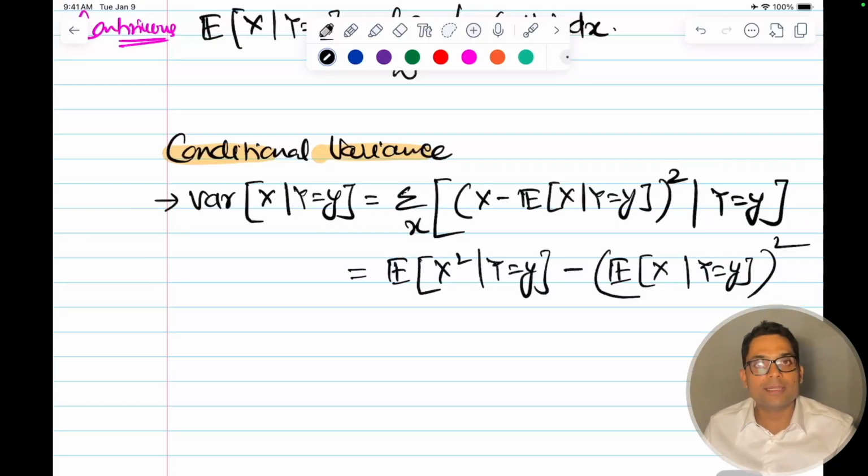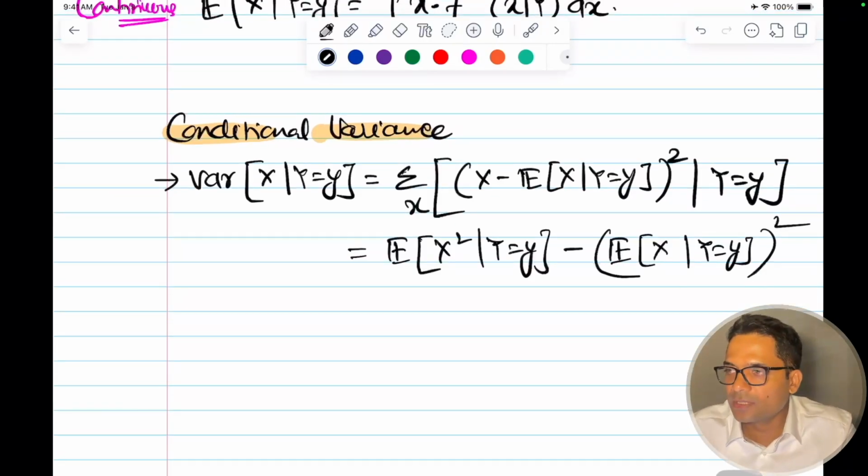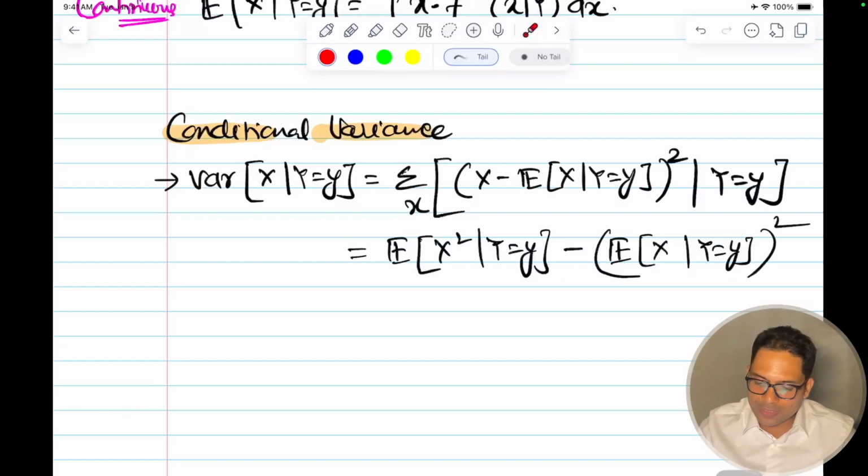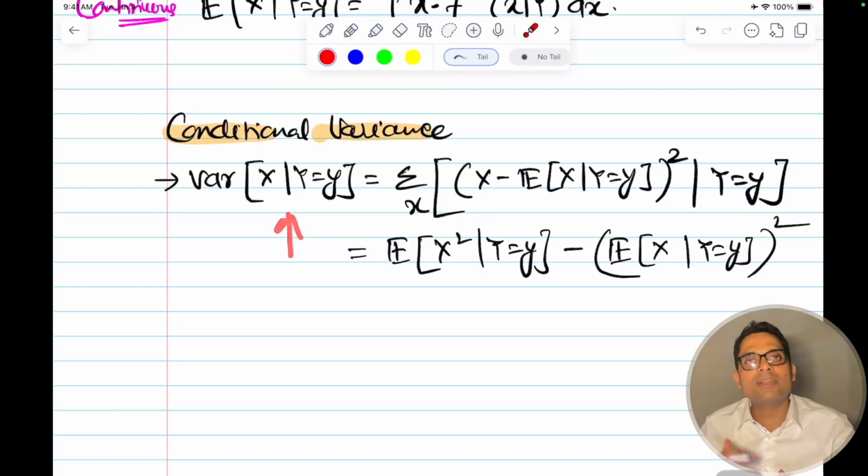This is your variance. This is just for completion, you should know this. So when will the variance change? You want to find the conditional variance, right? And you are saying that you want to find the expected value of the variance. So when will the variance change?